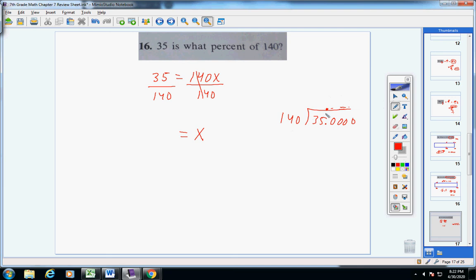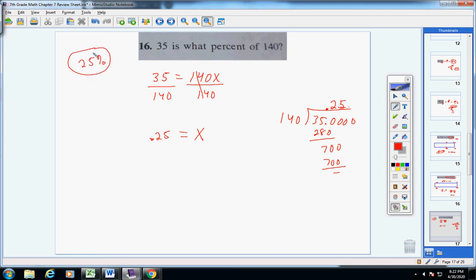Okay, here we go. So 14 goes into 350 twice. That's 280. That gives you 70. All right, bring down the 0. And 140 does go into 700 5 times exactly. 5 times 140 is 700. Sorry about that. And we get 0.25. Now the problem is they want a percent, so move the decimal 2 places, and your answer is 25%.